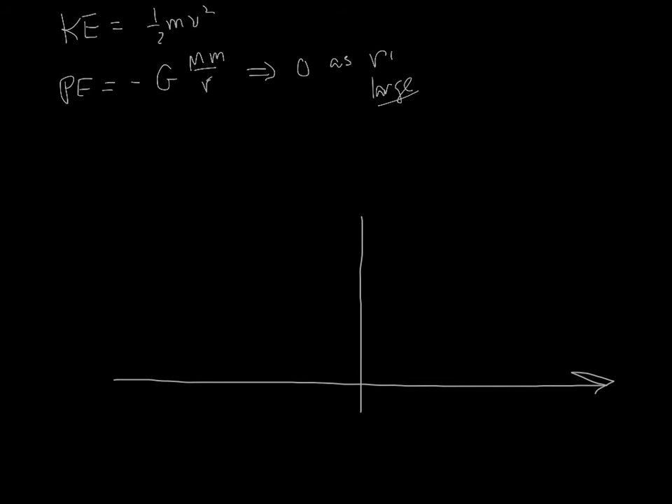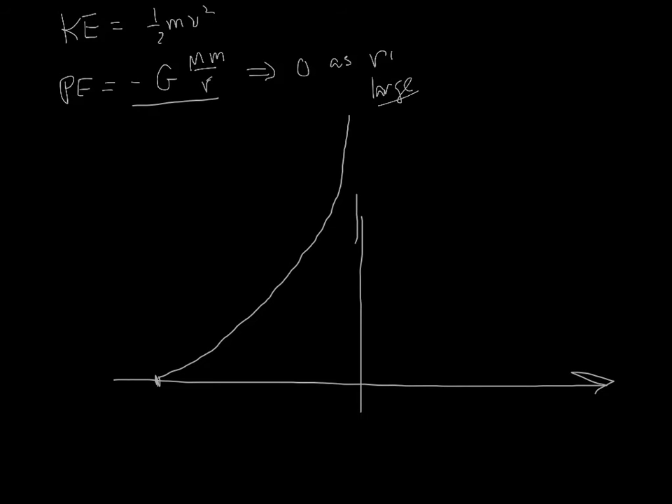And then at the surface of, say, a planet or something, the potential energy is going to be some negative value. But as you move above the surface out into space, the potential energy becomes less and less negative because r is getting larger. Remember, r is the distance to the center of the planet. So the potential energy is going to do something like this, and it's going to approach 0 as you get farther and farther away.